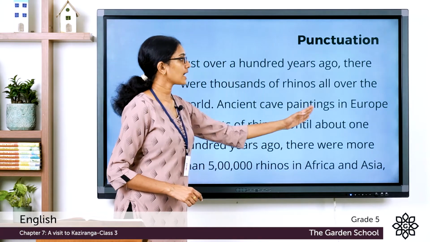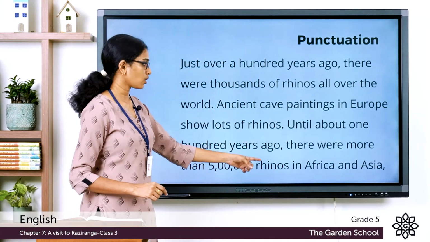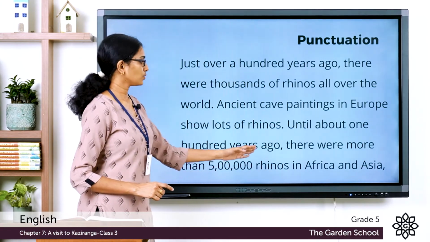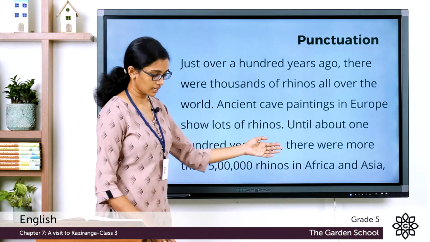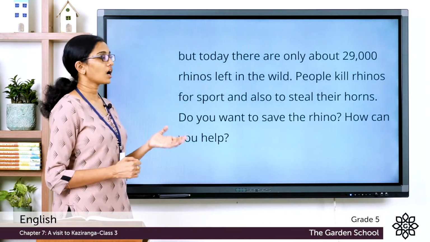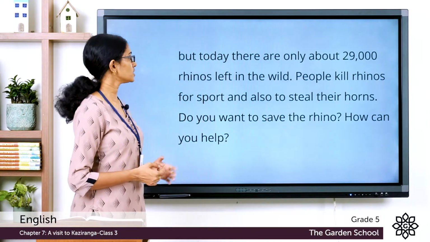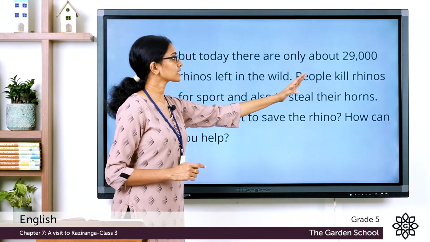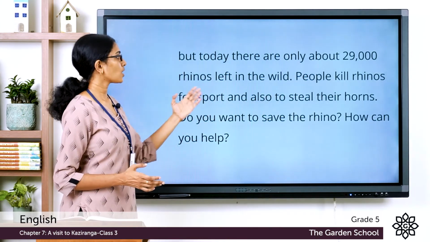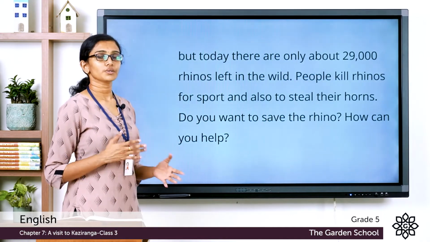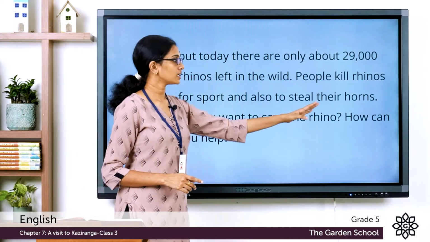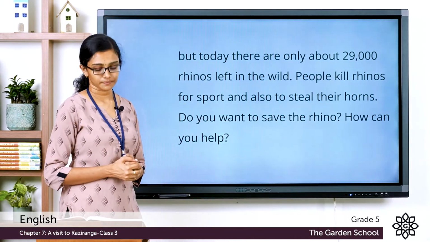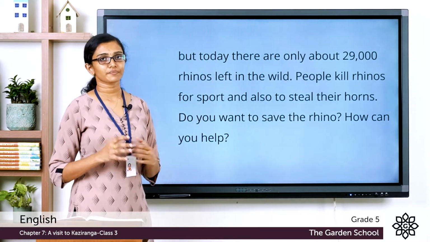Capital U. Until about 100 years ago, a comma, there were more than 5 lakh rhinos in Africa and Asia, a comma. But today, there are only about 29,000 rhinos left in the wild. A full stop. Then capital P. People kill rhinos for sport and also to steal their horns. Do you want to save the rhino? A question mark and capital letter H. How can you help? Then a question mark. So I hope you got all the punctuations correct.